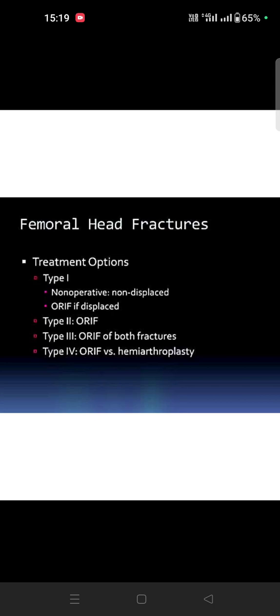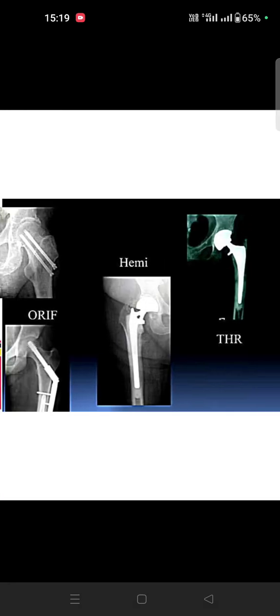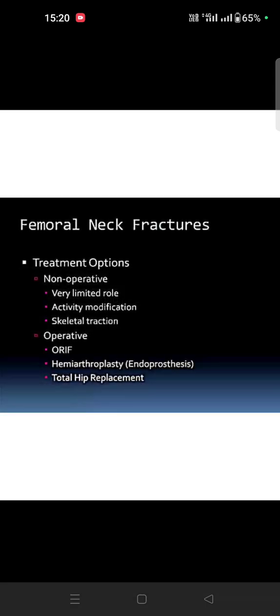Okay. So treatment options: type 1 is non-operative and non-displaced. ORIF means open reduction internal fixation, we can do. Then both fractures we can do. Then hemiarthroplasty. I can show that image. So here, femoral neck. Right, this middle one is the hemiarthroplasty. In the middle they will place some prosthesis, something they will place. Okay, that is the hemiarthroplasty.